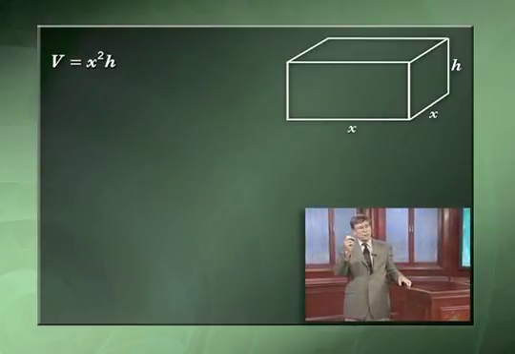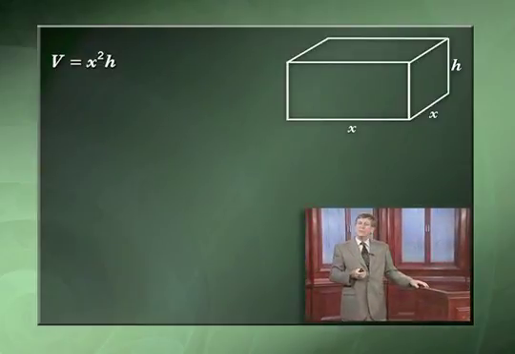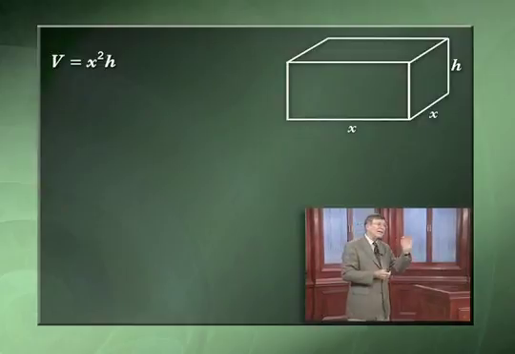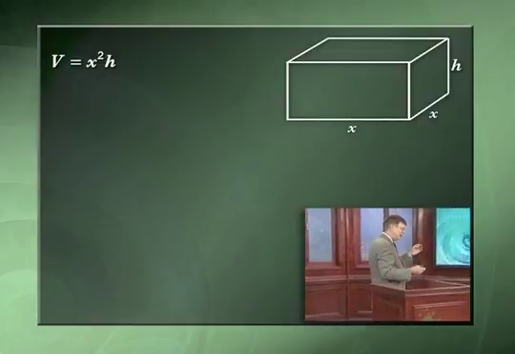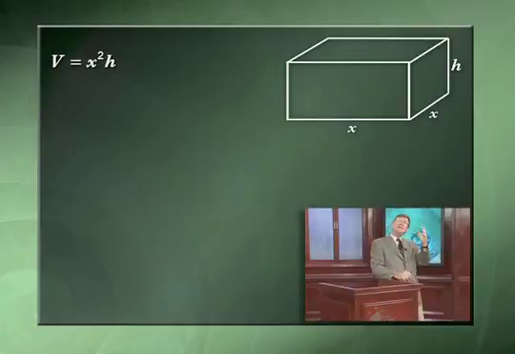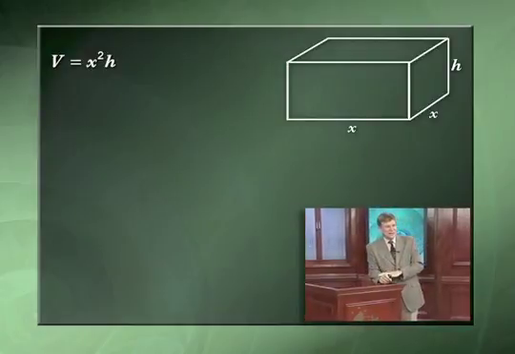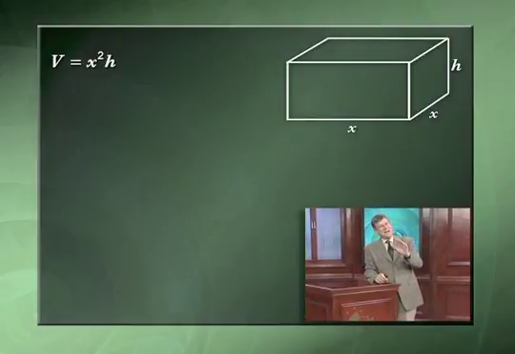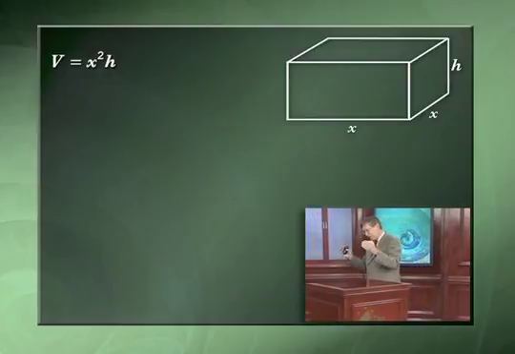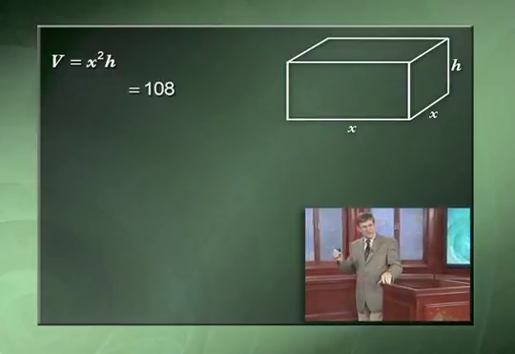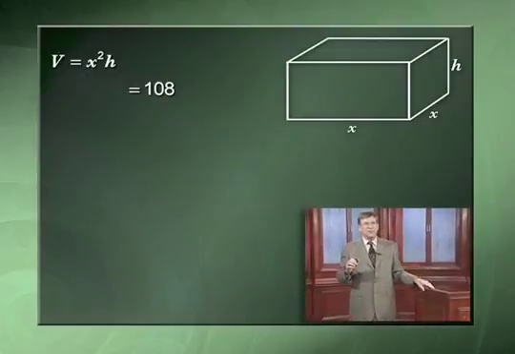So what we're going to do is get rid of one of the variables. And how? Well, we have a restriction, don't we? They told us we only have a limited amount of surface area. So let's write down what the surface area is. And then that quantity equals 108, because that's the fixed amount of surface area.